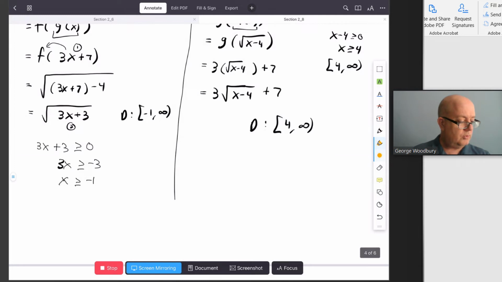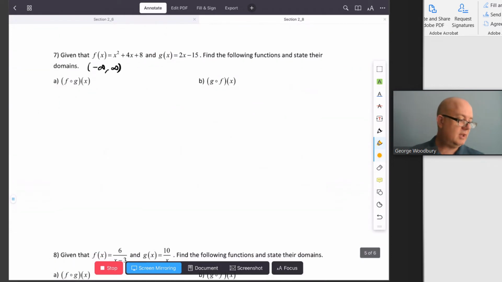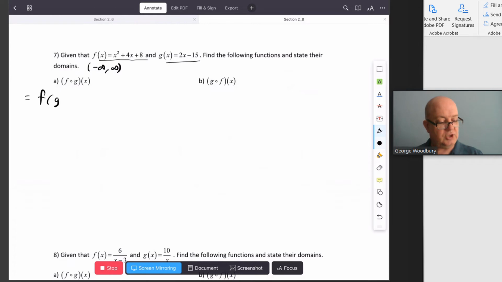But if we look at the two formulas, those are not the same. And so you've got to be really careful about making sure that you plug the right formula into the right formula in the right place. Number 7 again, f of x is x squared plus 4x plus 8. G of x is 2x minus 15. We're going to start with f of g of x. Replace g of x by its formula. That's f of 2x minus 15.